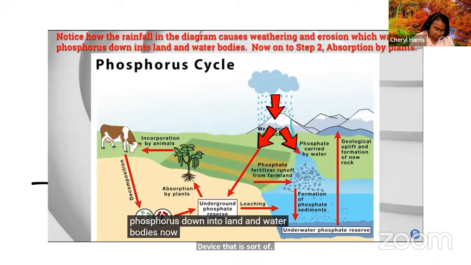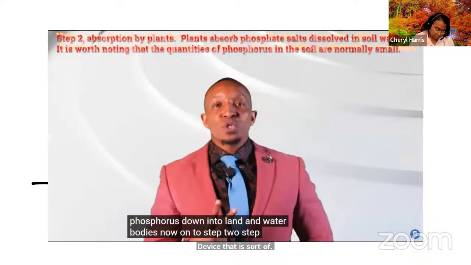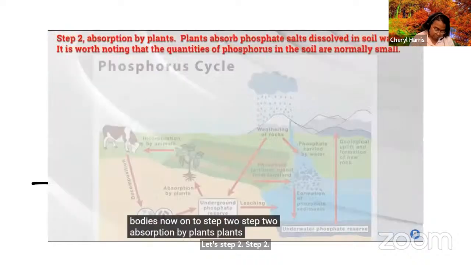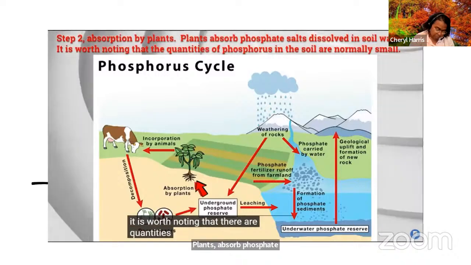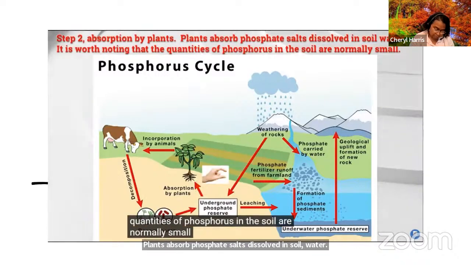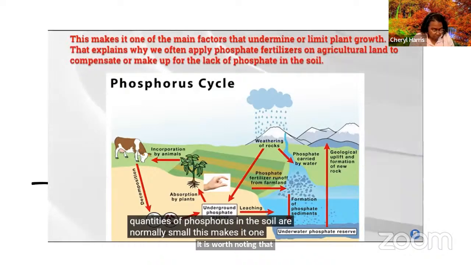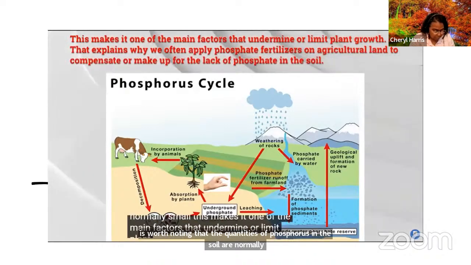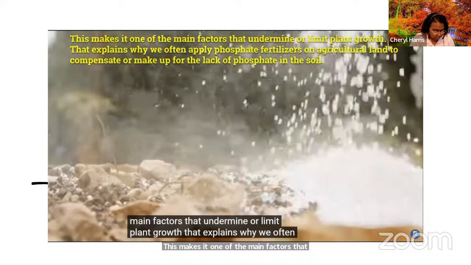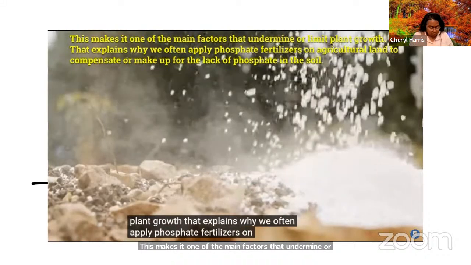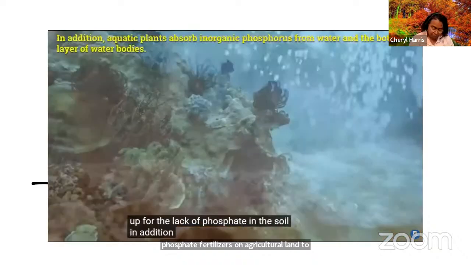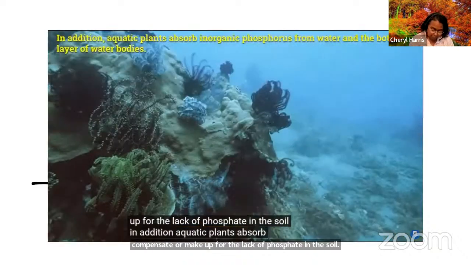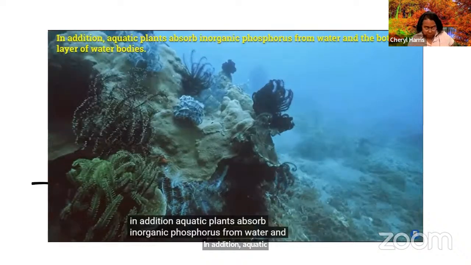Step 2. Absorption by plants. Plants absorb phosphate salts dissolved in soil water. It is worth noting that the quantities of phosphorus in the soil are normally small. This makes it one of the main factors that limit plant growth. That explains why we often apply phosphate fertilizers on agricultural land to make up for the lack of phosphate in the soil. In addition, aquatic plants absorb inorganic phosphorus from water and the bottom layer of water bodies.